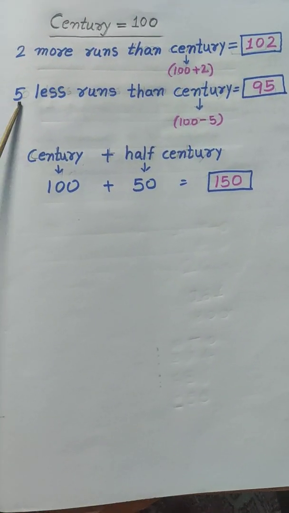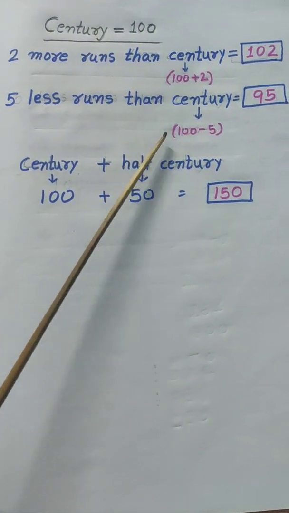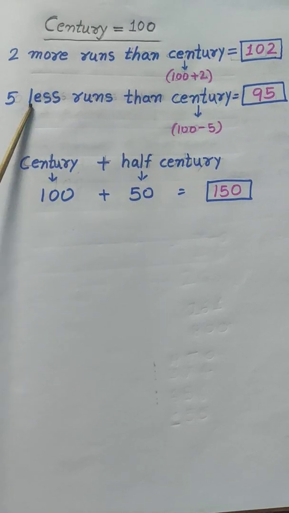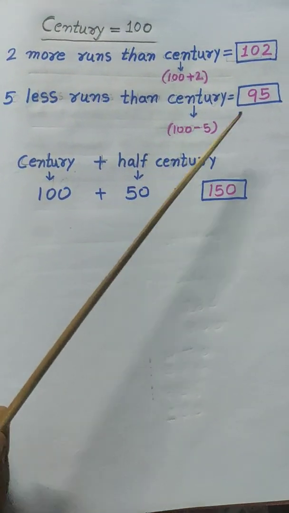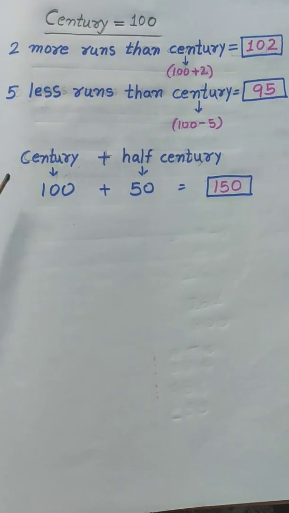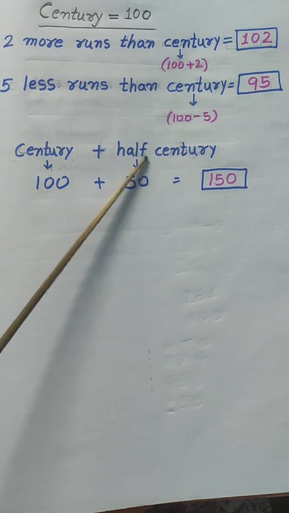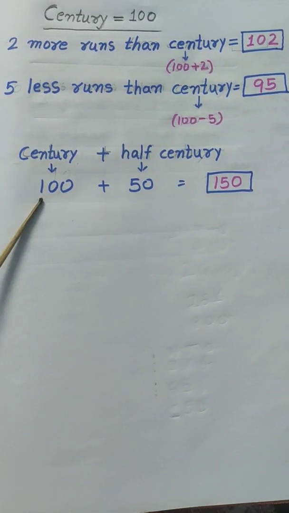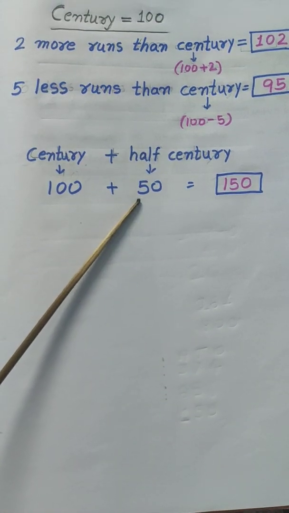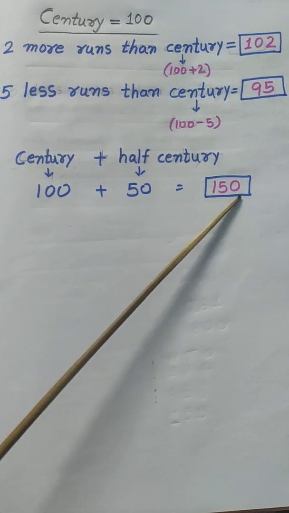Same way, 5 less runs than century. It means 5 less, so we have to subtract 5 from 100. That is 95. Same way, here is written century plus half century is equal to how much? Century means 100 and half century means 50. 100 plus 50 is 150.